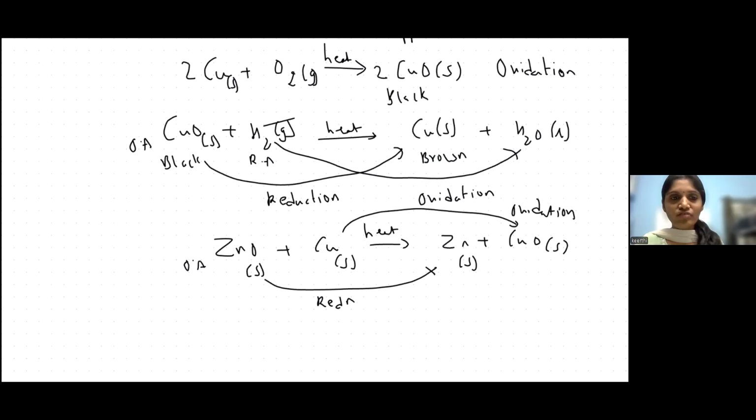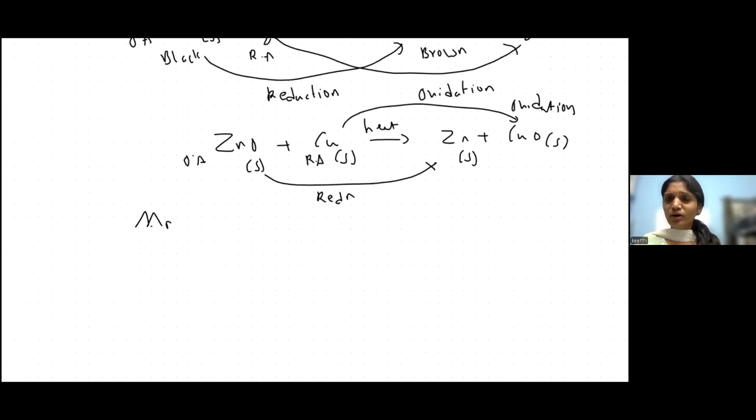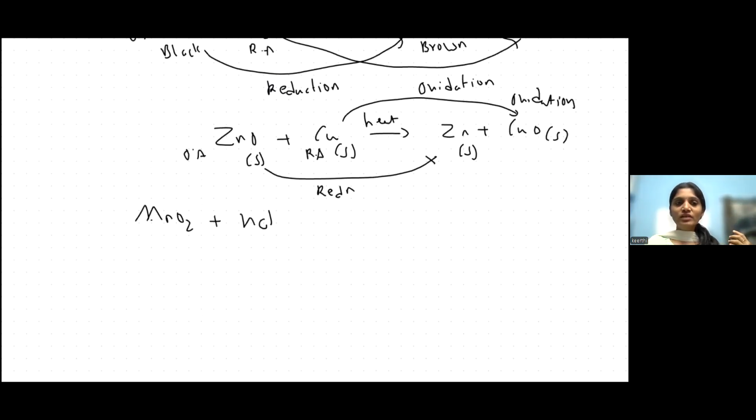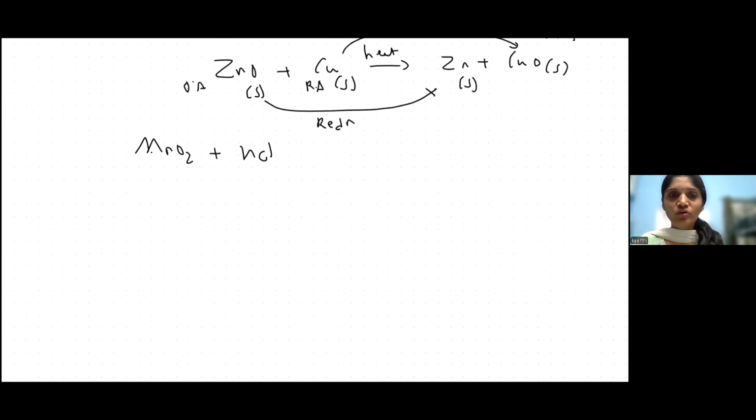Now the next reaction is MnO2 plus HCl. This reaction is already balanced. That is the reason I didn't balance this reaction. Now let me go back and check if I have balanced the above reactions. Yes, the above reaction also is already balanced. When I do this reaction, MnO2 plus HCl, the metal oxide is a solid. HCl is an acid, so I take it as aqueous. I get MnCl2 plus Cl2 plus H2O.